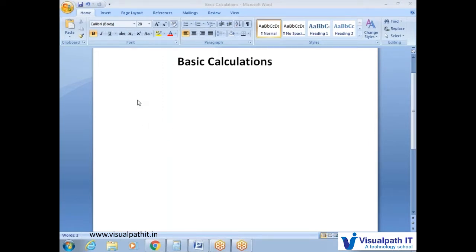For example, 24 into 25. Find the value. What is the value of 24 into 25? In CRT, we have four options: option A 500, option B 550, option C 600, and option D 650.